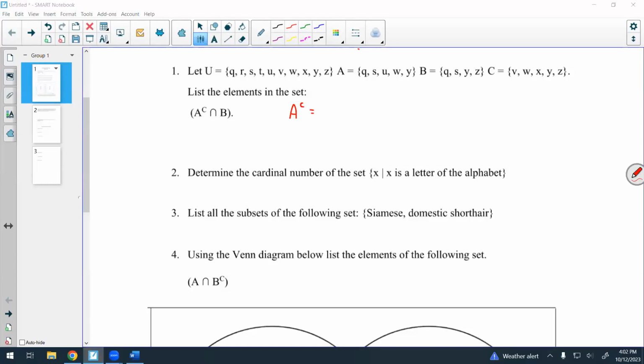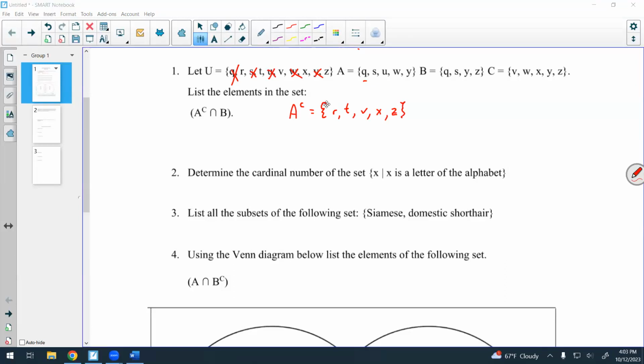And in general, what is the complement of a set? I have set A, what is A complement? All right, everything in a universal set, not in A. So let's go through and say I've got a Q in A, so mark out this one. I have an S in A, so mark out the S. I have a U in A. I have a W in A, and I have a Y in A. So that leaves A complement is R, T, V, X, and Z.